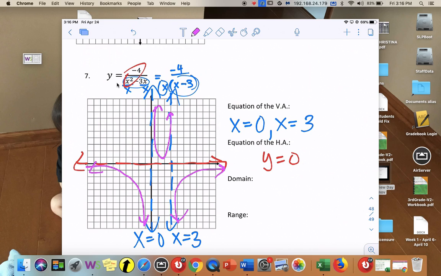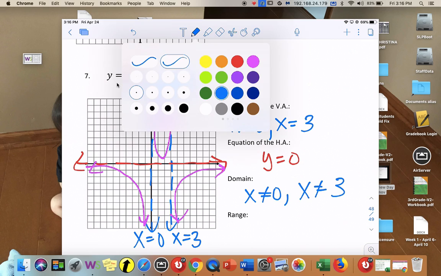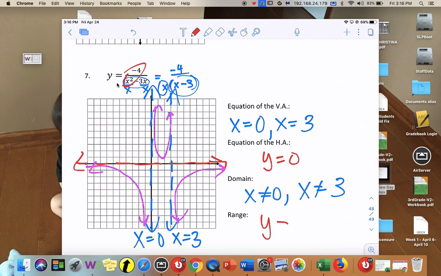All right, and our domain is everything except a vertical asymptote. So x cannot be 0 and x cannot be 3. And the range is everything except the horizontal asymptote. So y cannot be 0.